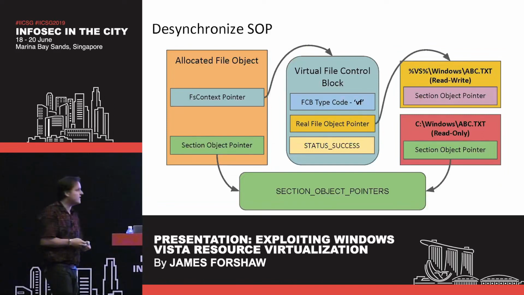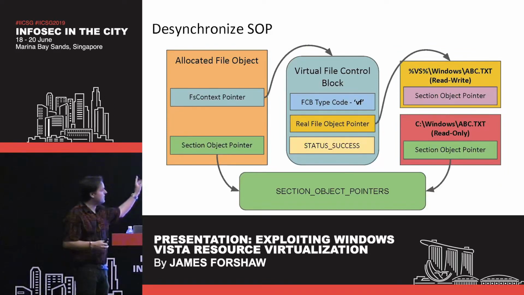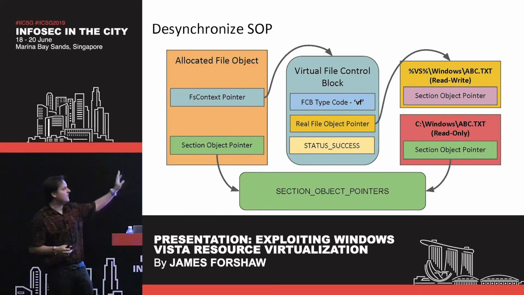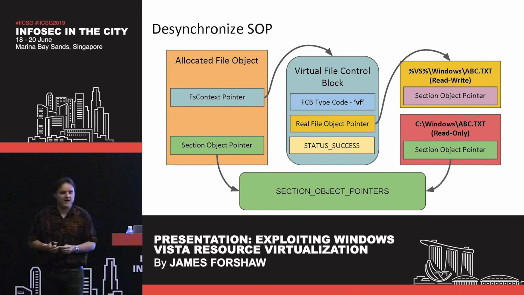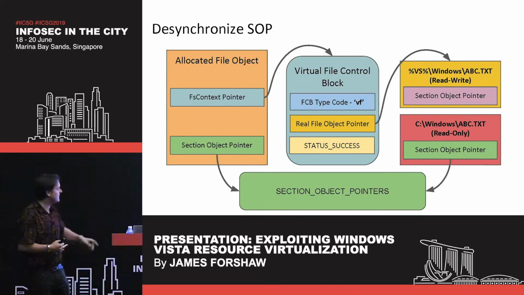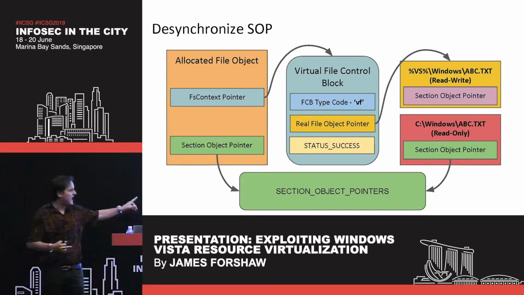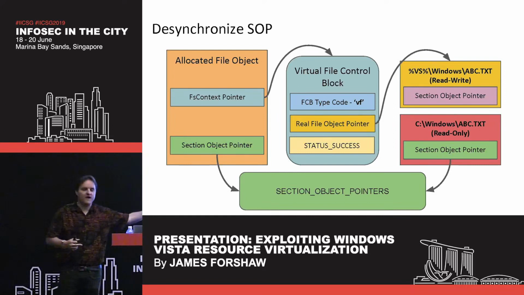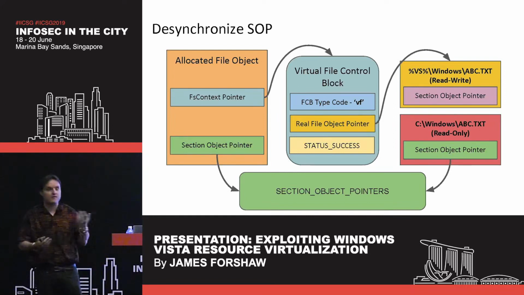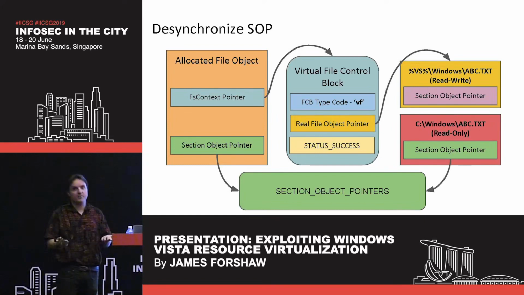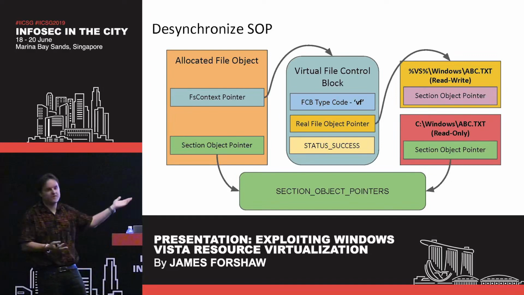So you end up with a desynchronized section object pointer because you've got your file object pointer which points to your virtual file control block, which does correctly point to the read-write file in your virtual store. However, the section object pointers actually point to your read-only file which you opened. And because these section object pointers are shared between both read and writable copies of the same file, it doesn't matter that that file was opened for only read-only access. You can still create a writable section on top of it to modify it.